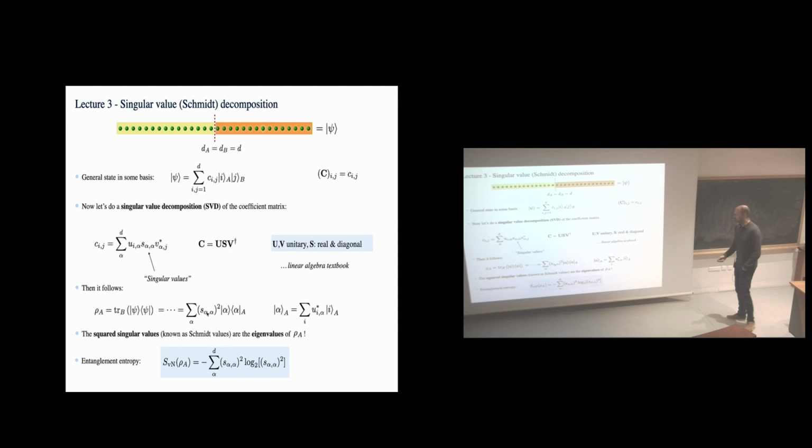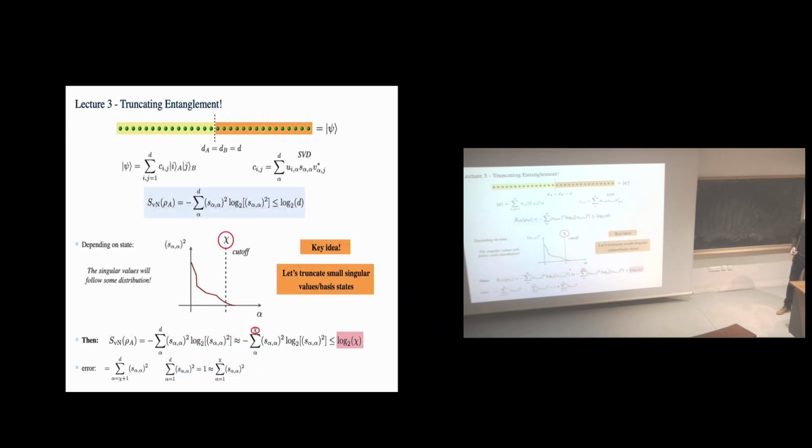Right, so really what I have to do is the things that I called lambda alpha before, that were this probability distribution, they're really just these singular values squared. So if I have the singular values squared, I can now easily compute the von Neumann entropy, just the same formula as before, just with S alpha alpha squared. Okay, so you may already see where this is going.